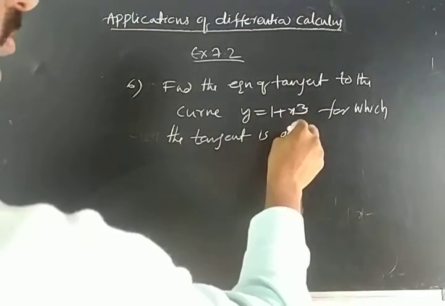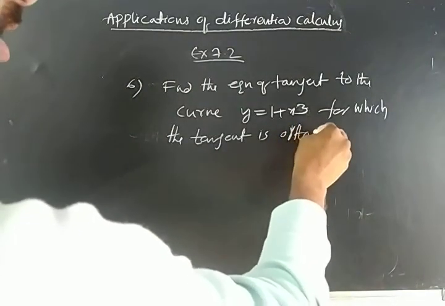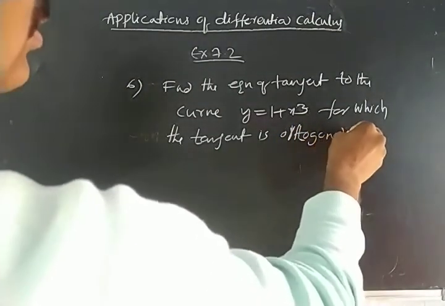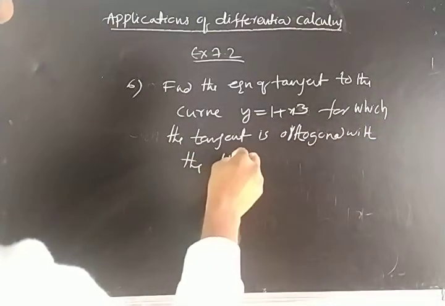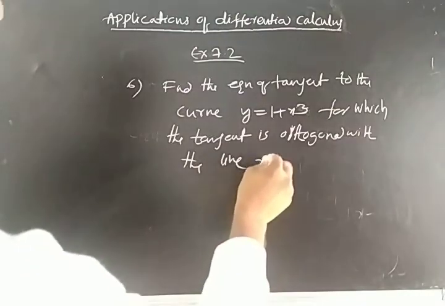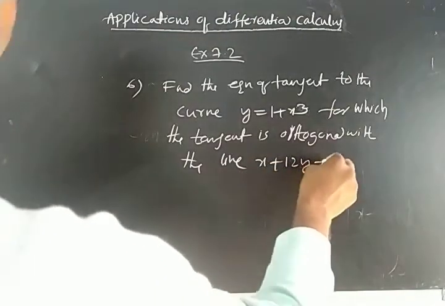orthogonal with. We know orthogonal means perpendicular. Orthogonal with the line x plus 12y is equal to 12.